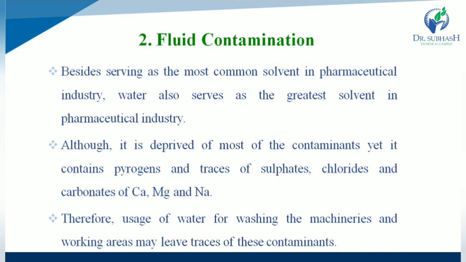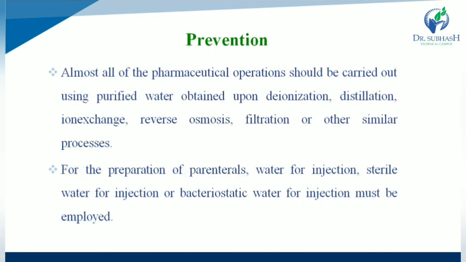So water, which serves as the main solvent in pharmaceutical products, contains pyrogen and traces of elements like sulfate, chloride, carbonate of calcium, magnesium and sodium. Therefore, usage of water for washing the machines and working area may leave some traces of material, and they act as contaminants. So what is the prevention?